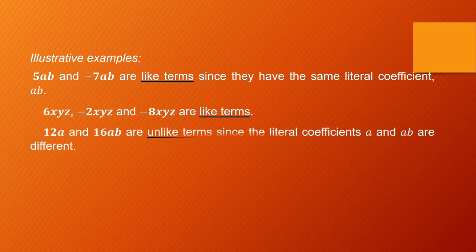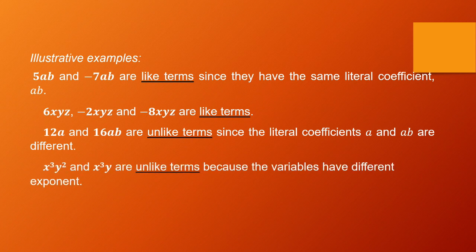And 12a and 16ab are unlike terms since the literal coefficients a and ab are different. And x³, y², and x³y are unlike terms because the variables have different exponents.